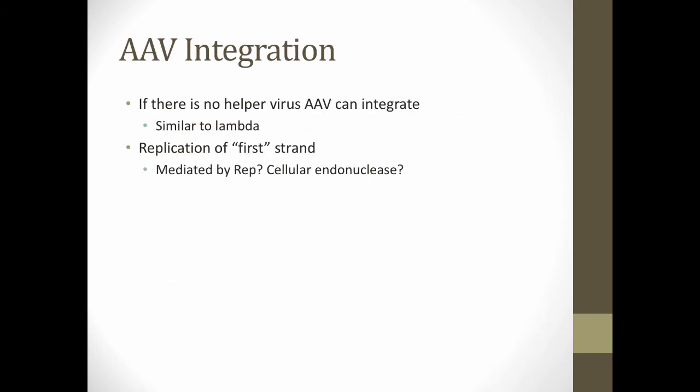So when these dependoviruses don't have a helper virus co-infecting, they can integrate into the genome. So you get typical replication of that first strand of the genome, and then somehow, and it's unclear how, these viruses can integrate into genomes. Perhaps it's mediated by that rep protein that we looked at earlier, the NS1 protein, or maybe cellular endonucleases.